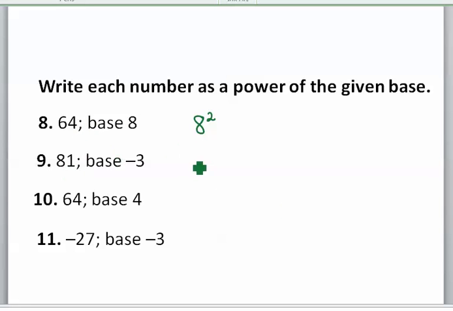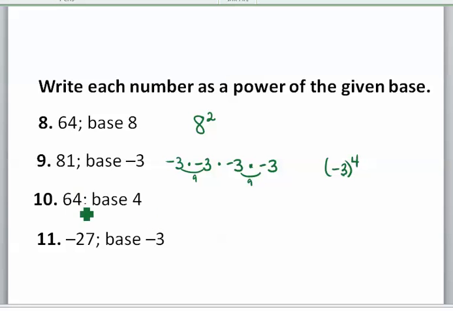I need to come up with 81 using negative 3. So I'd have to use negative 3 times negative 3, that would be 9, times negative 3, which would be negative 27, times negative 3, finally I get to 81, because this would be 9, this would be 9, and then 9 times 9 is 81. So I'd have to write this as negative 3, notice how it's in parentheses because I want to include the negative every time, to the fourth power.